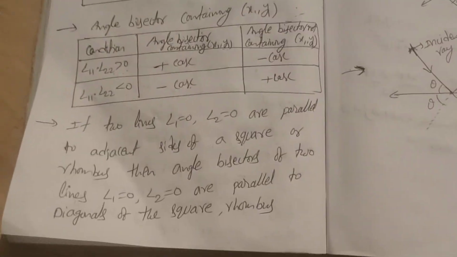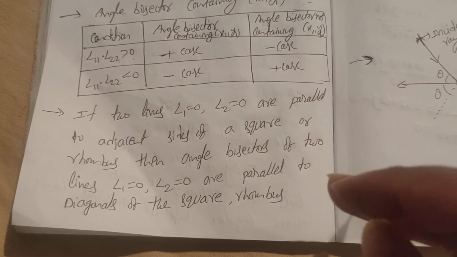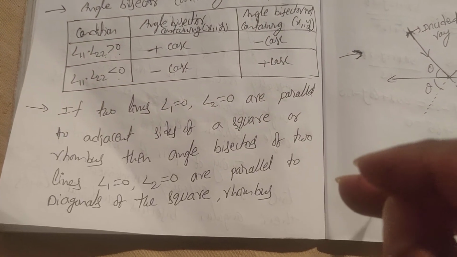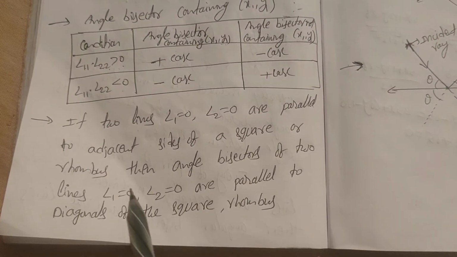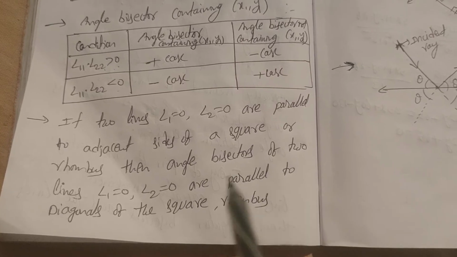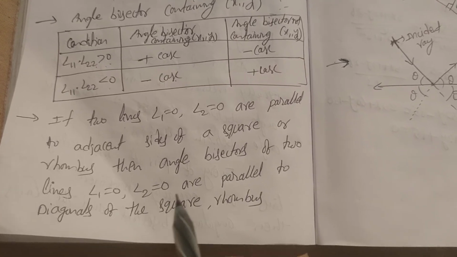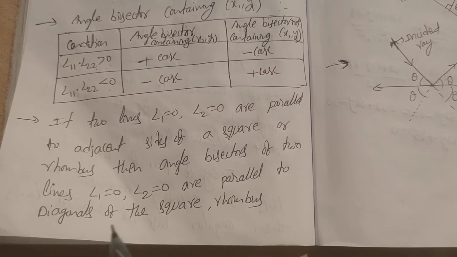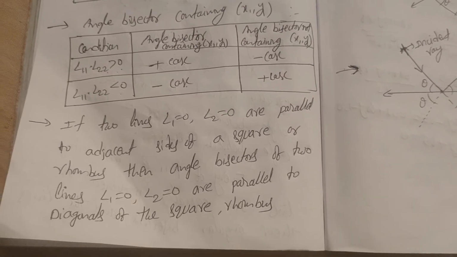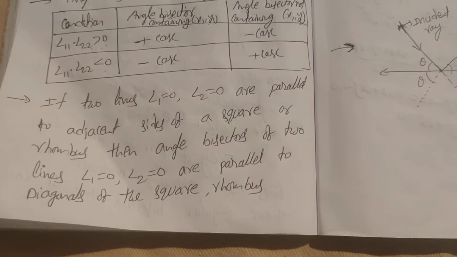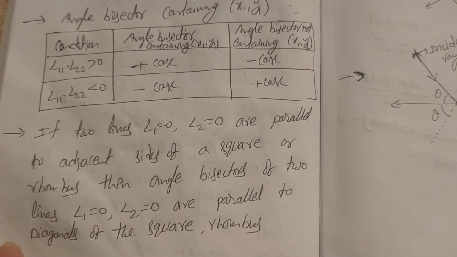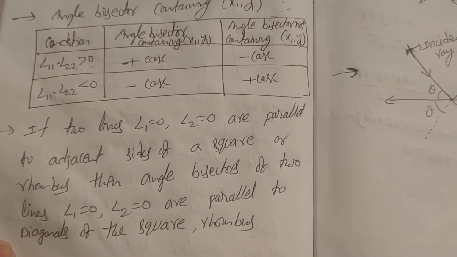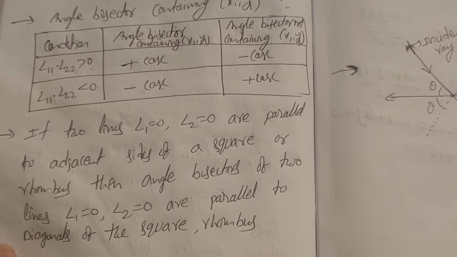Next one, if two lines L1 equals 0, L2 equals 0 are parallel to adjacent sides of a square or rhombus, then the angle bisectors of the two lines L1 equals 0, L2 equals 0 are parallel to the diagonals of the square or rhombus. See, once again, if two lines L1 equals 0, L2 equals 0 are parallel to adjacent sides of a square or rhombus.